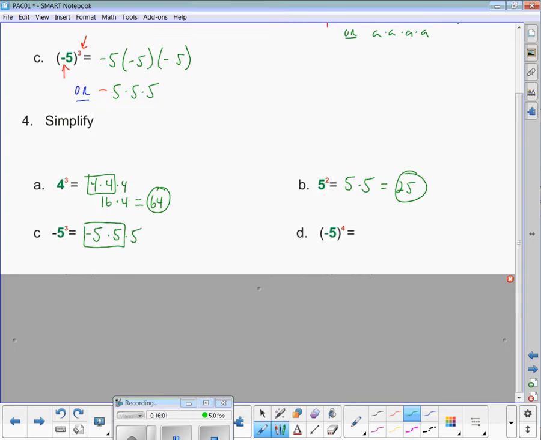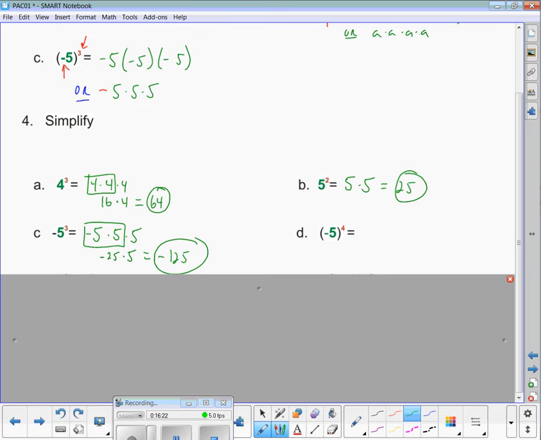Negative 5 times 5, negative 25. See how the work looks like the one above it? Two at a time. And now what's a negative times a positive? It's a negative. And 25 times 5 is 125. And our answer is negative 125.